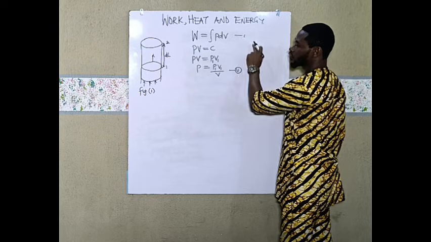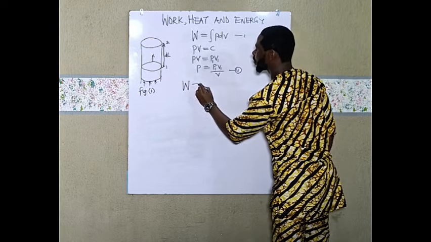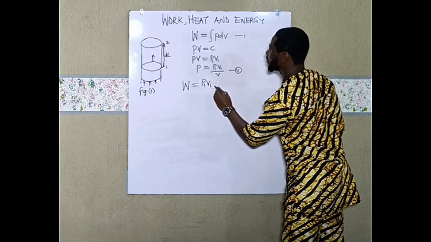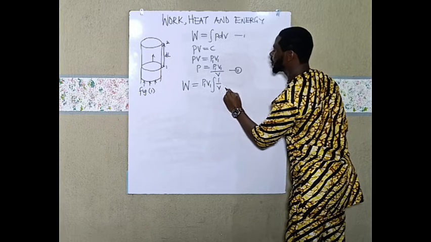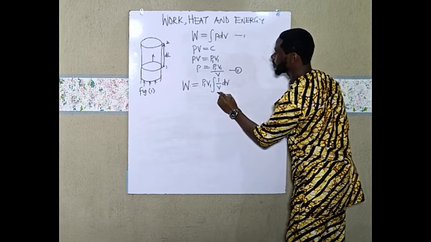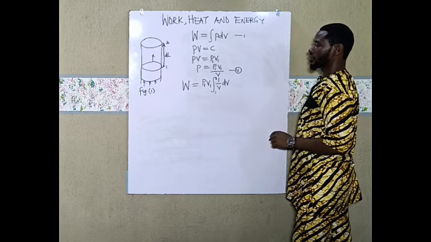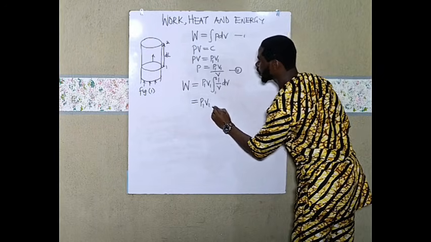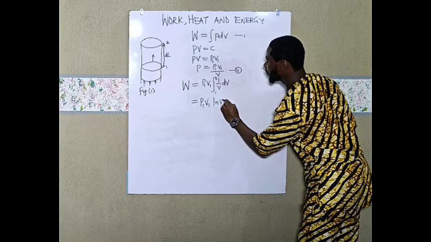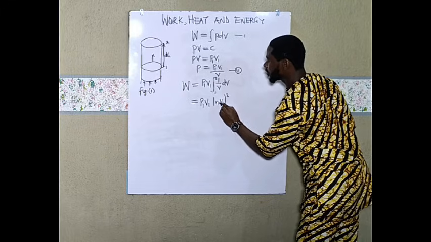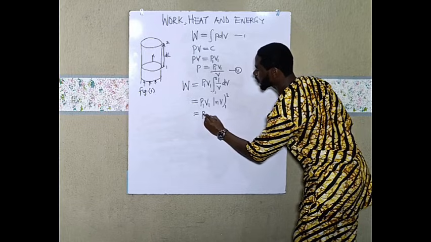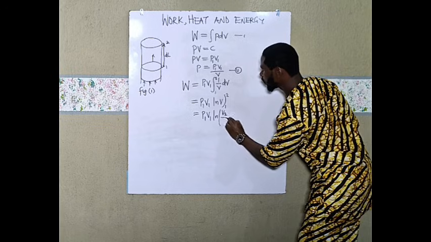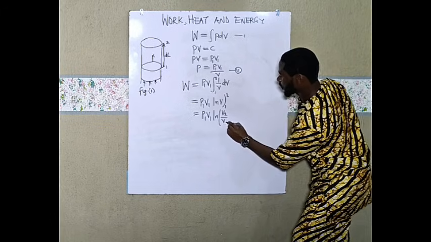Substituting equation 2 in equation 1, the work done becomes P1 V1 integral 1 over V dV, changing from state 1 to state 2. When you integrate this expression, you have P1 V1 ln V from state 1 to state 2. Therefore, the expression becomes P1 V1 ln V2 over V1.